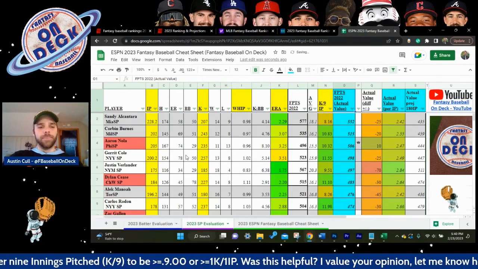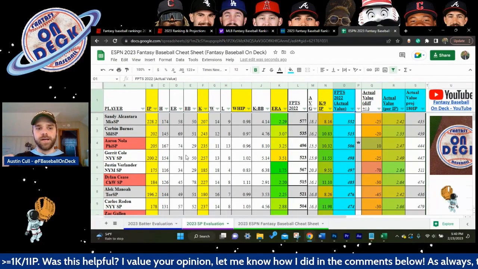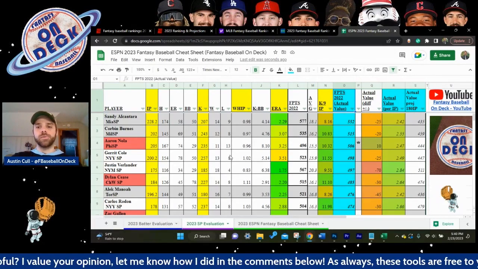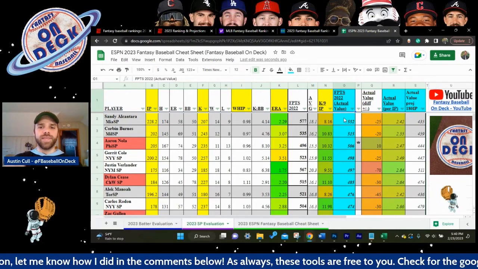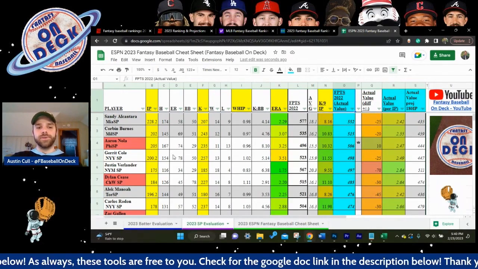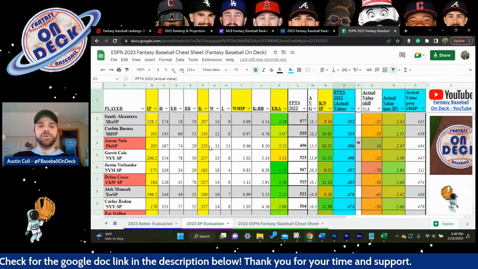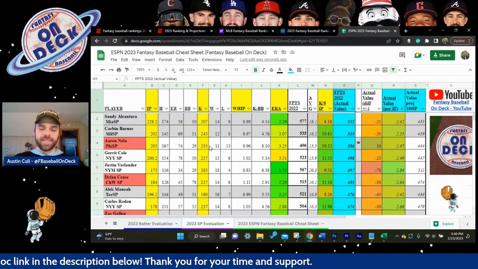So once I do that, we see that Sandy Alcantara is still the most valuable player in fantasy baseball, scoring 552 points by himself without any wins or losses counting for him or against him. And this is essentially going to indicate how valuable everyone is, taking away the factors that they cannot control.